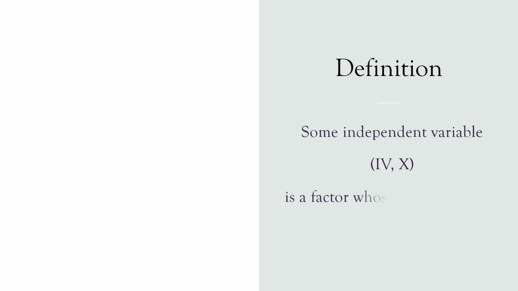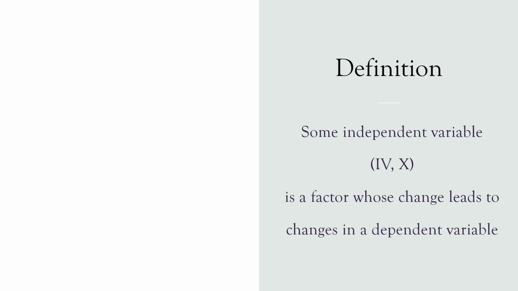We're going to start off with the definition, which we usually do when we're learning a new concept, and here it is. Some independent variable, which we abbreviate as IV or X, is a factor whose change leads to changes in a dependent variable, which we abbreviate as DV or Y.